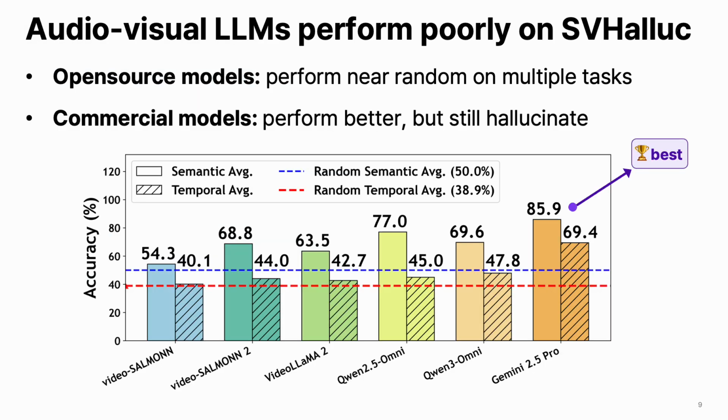We evaluate both open-source and commercial audiovisual LLMs on SVHalluc. The results show that current models still perform poorly on speech-vision grounding. Open-source models are near random on multiple tasks. Commercial models perform better, but they still hallucinate. This indicates that speech-vision hallucination is a broad challenge for current audiovisual large language models.